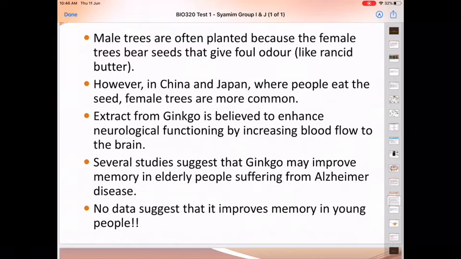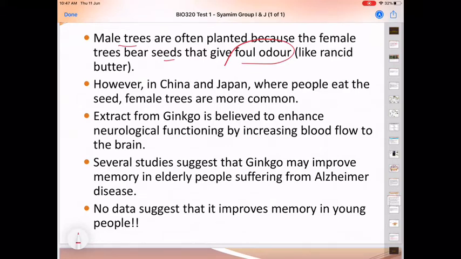So biasanya yang digunakan untuk ornamental, untuk hiasan ni, dia menggunakan male trees sebab kalau female dia akan menghasilkan seed. Okay, seed ni dia akan menghasilkan bau yang tidak menyenangkan. However, in China and Japan, where people eat the seed, female trees are more common. So bergantung kepada budaya dan juga tempat keperluan negara tu pokok-pokok ni.